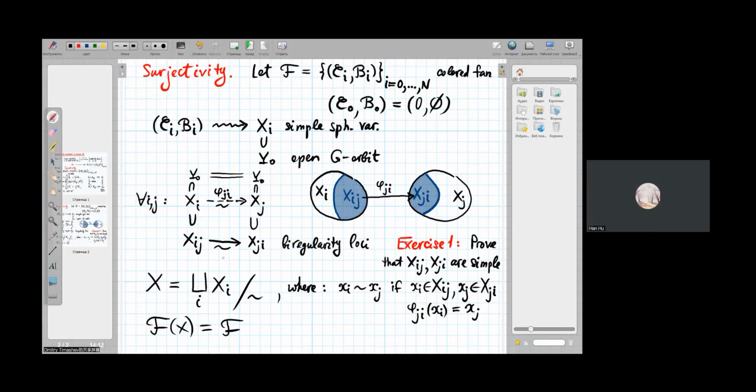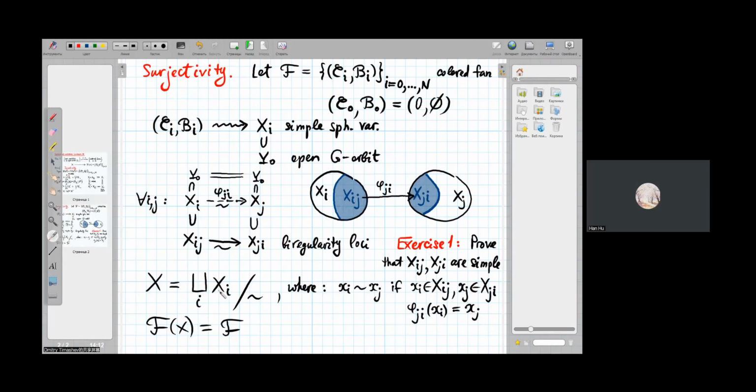In this language, I think we should check the normality of X. Well, normality is easy because it has an open covering. It is covered by open normal varieties. When we talk about normal, we did not require separability. Well, formally speaking, we may not require separability, but anyway, we have to prove separability. This is what we are going to prove.